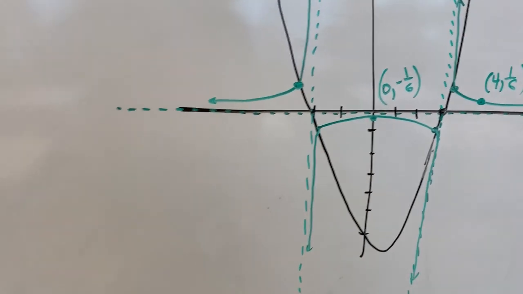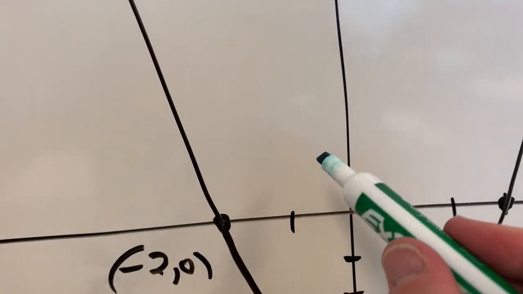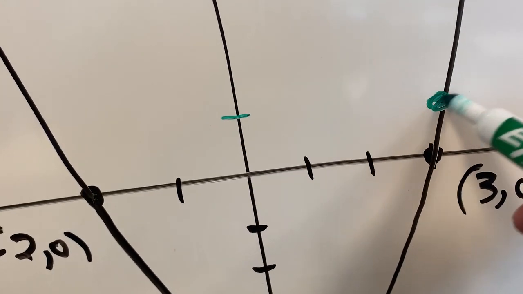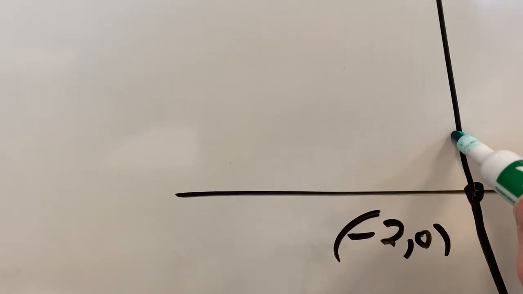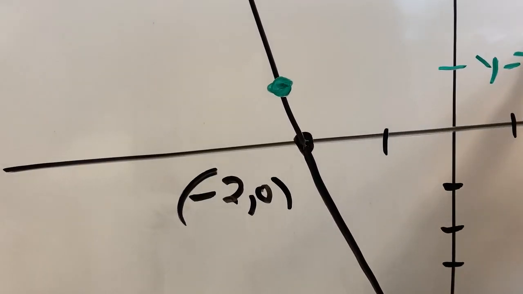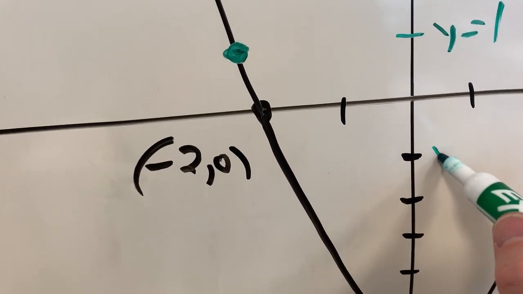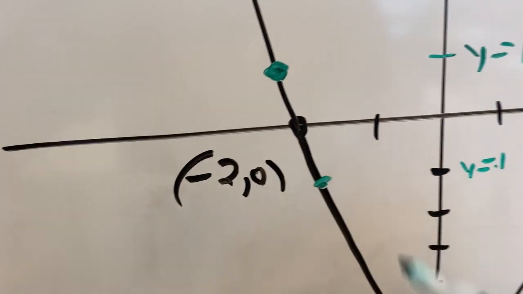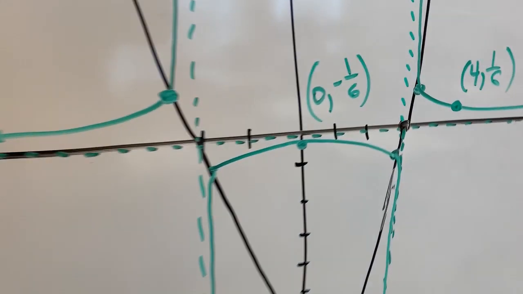Had I been looking for them on the original graph, I would have just gone to, where does y equal 1? Oh, well, there'll be a point right there on my green graph, and there'll be a point right here on my green graph, wherever y equals 1, and wherever y equals negative 1, I would have a point there and a point there on the reciprocal graph, and I do.